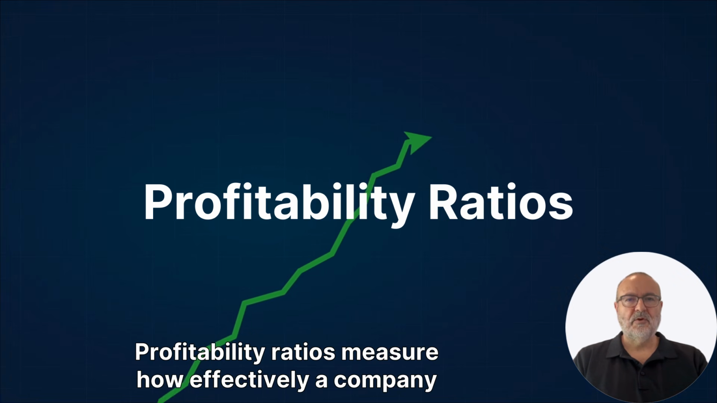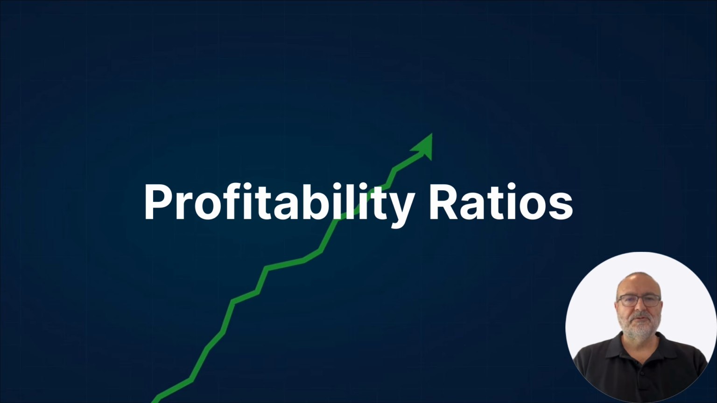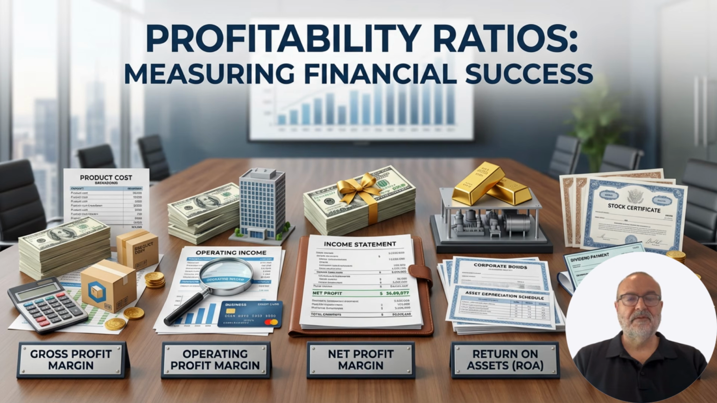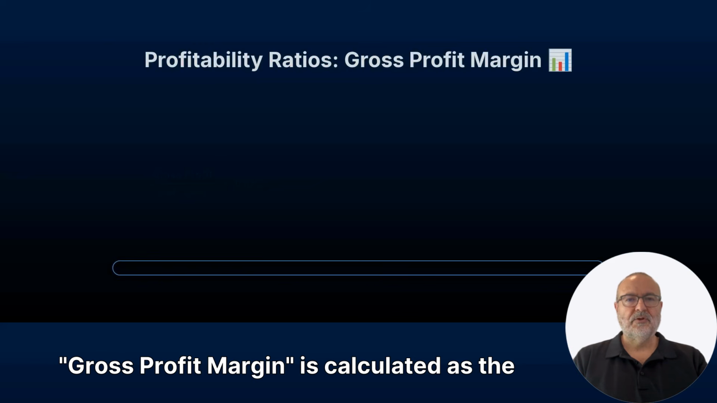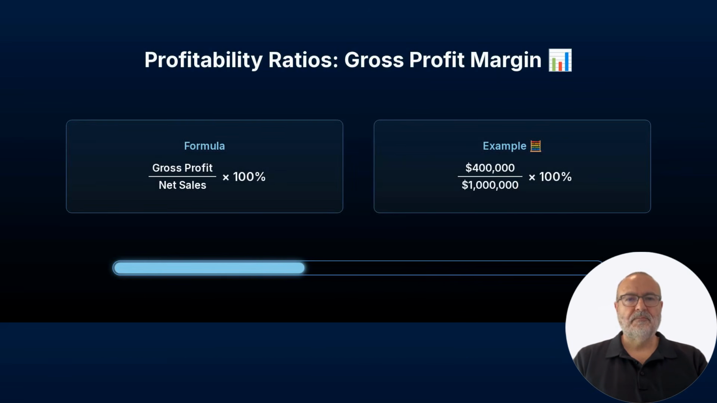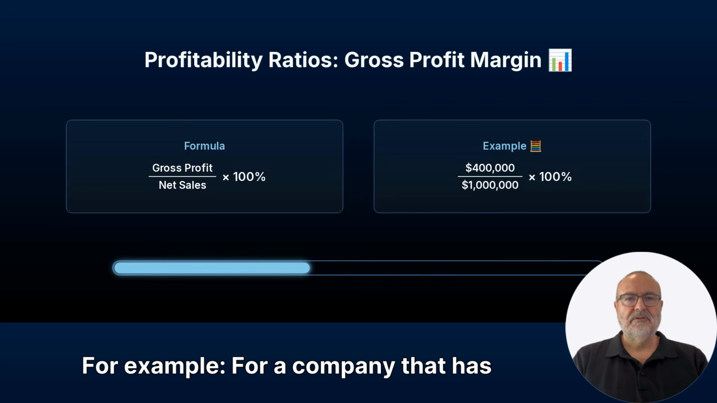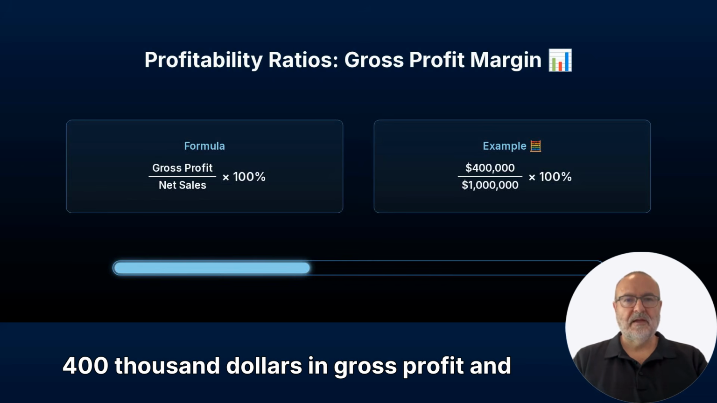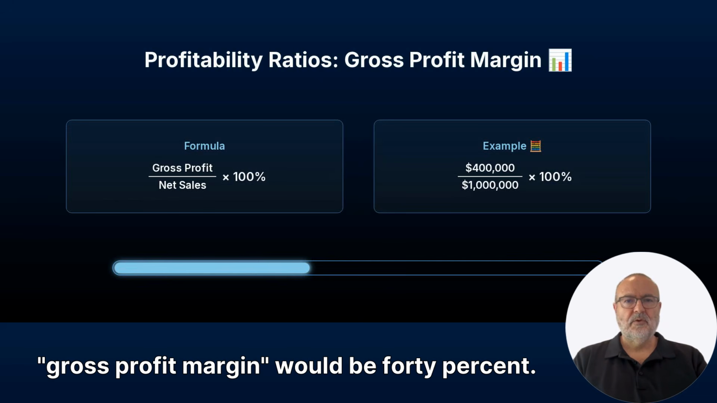Profitability ratios measure how effectively a company generates profits. Some of the important profitability ratios include gross profit margin, operating profit margin, net profit margin, return on assets, and return on equity. Gross profit margin is calculated as the gross profit divided by the net sales. For example, for a company that has $400,000 in gross profit and $1 million in net sales, the gross profit margin would be 40%.